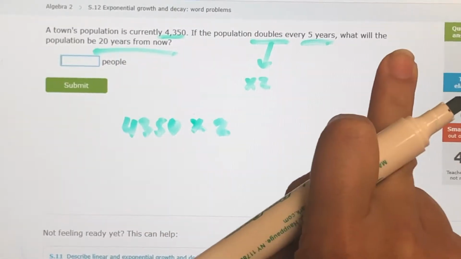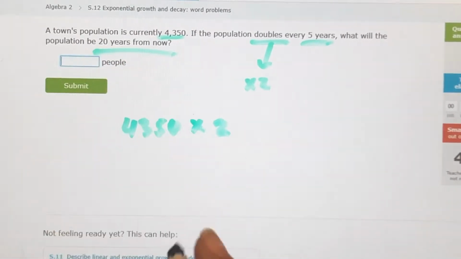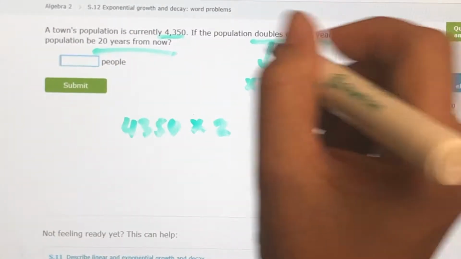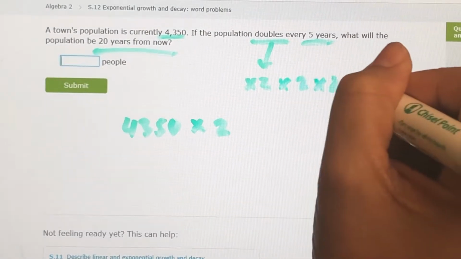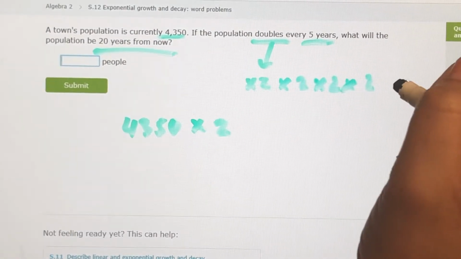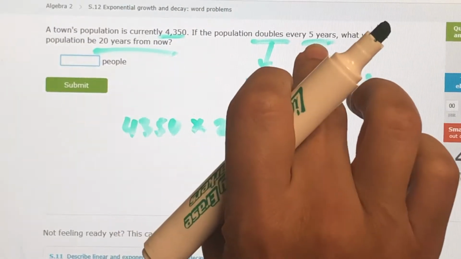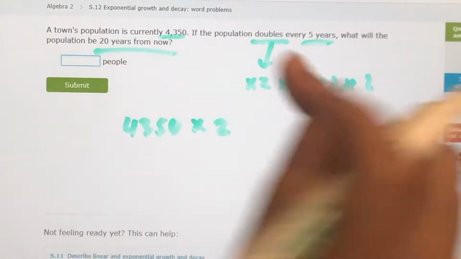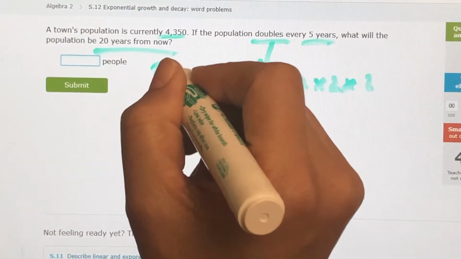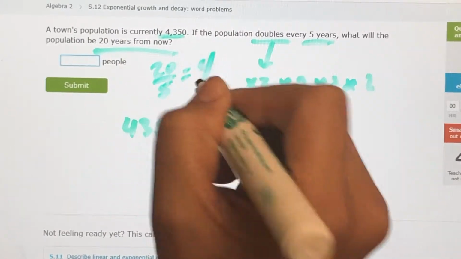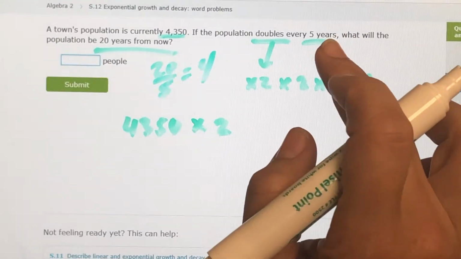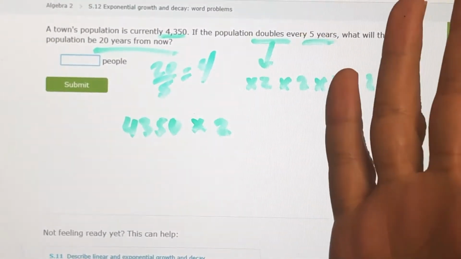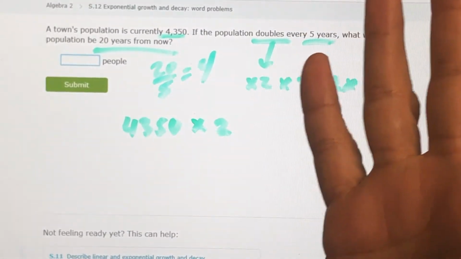Okay, but they're asking what will the population be 20 years from now? So you're going to double it every 5 years. So I'm going to double it the first 5 years, double it the second 5 years, double it the third 5 years, double it the fourth 5 years. So you need to find out how many 5 years are going to be in 20. To find that out, all you do is take your total divided by a partial, and that will give you 4. There are going to be 4 5-years in 20. That makes sense. 5, 10, 15, 20.